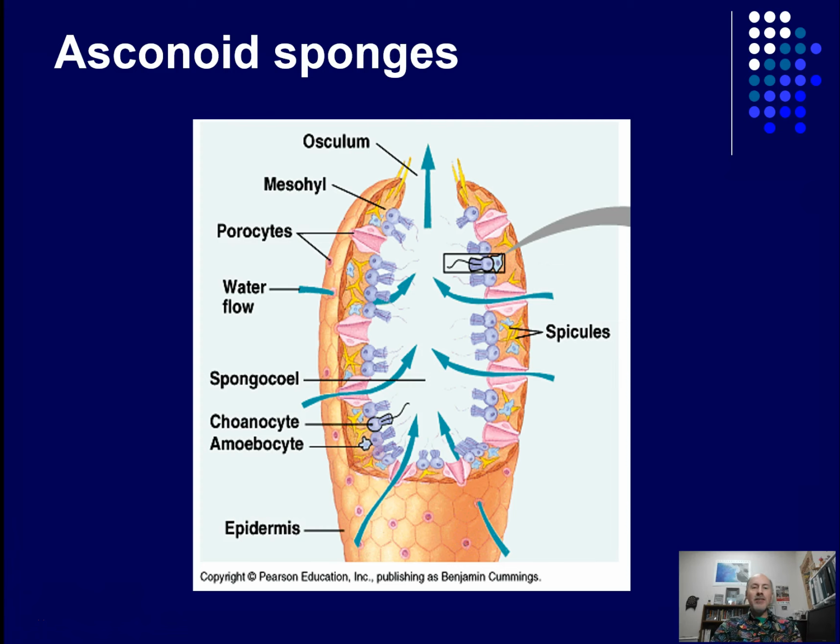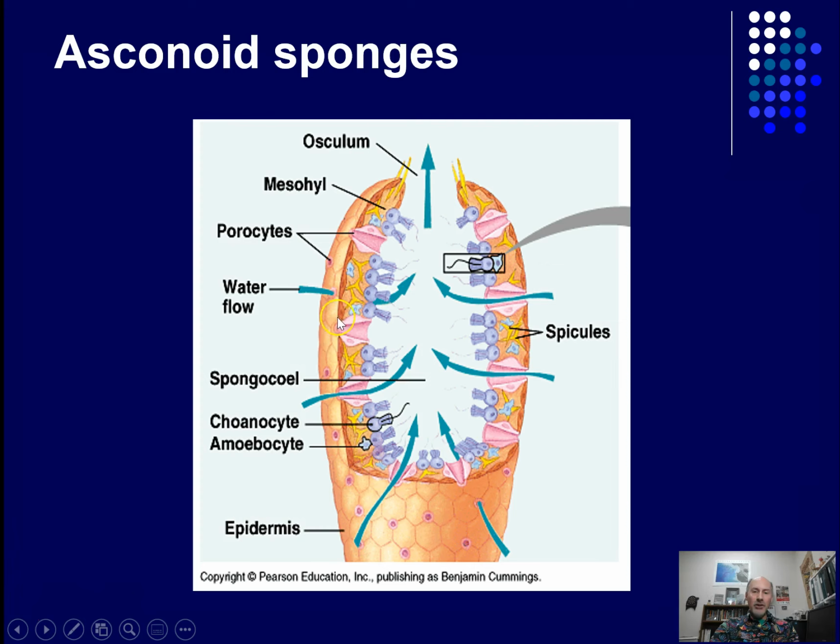The most basic body form is something called an asconoid body. So, asconoid sponges. Now, this is not a taxonomic classification. This is just a term we use to describe the basic structure of the sponge. And it's pretty simple. It's very small, usually about a quarter of the size of your pinky finger in diameter. So they're really, really tiny.